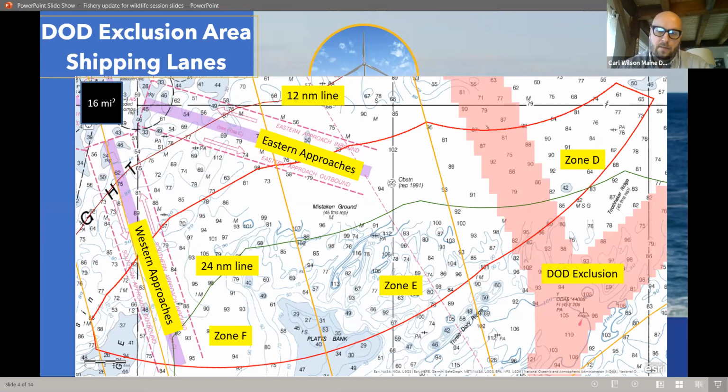And we also have this pink area running through the eastern third of it, and that is a Department of Defense exclusion area. Again, the red line is 20 statute miles. This is the 12 nautical mile line, and this is the 24 nautical mile line.